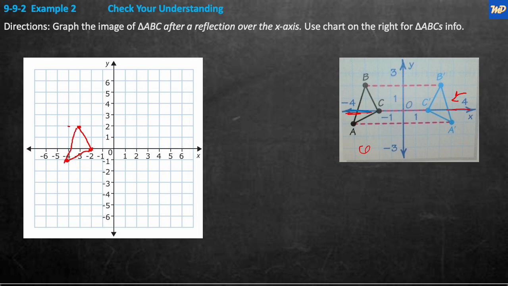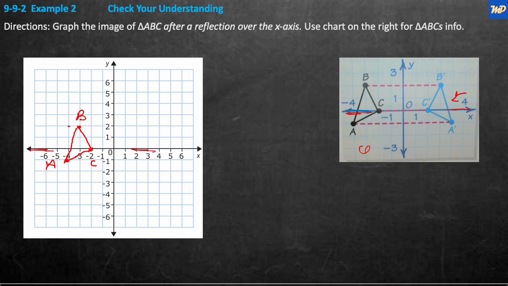Drawing the best I can. And this is B and C and A. Okay, so now what are they asking you to do? They're asking you to flip it over this axis. Reflect it over, okay?